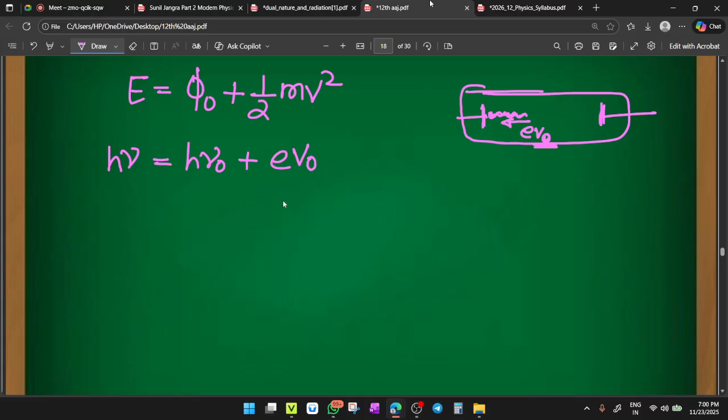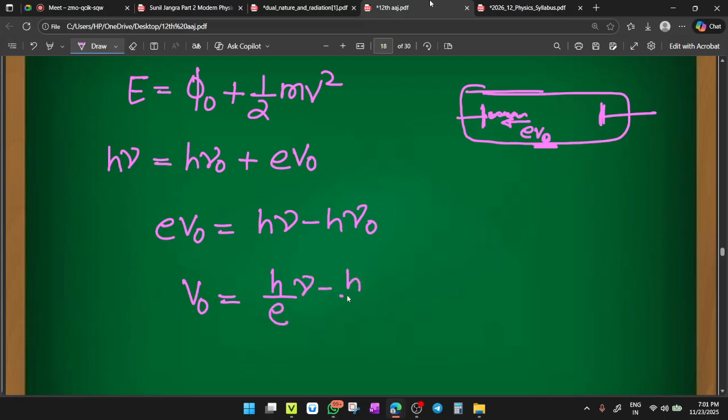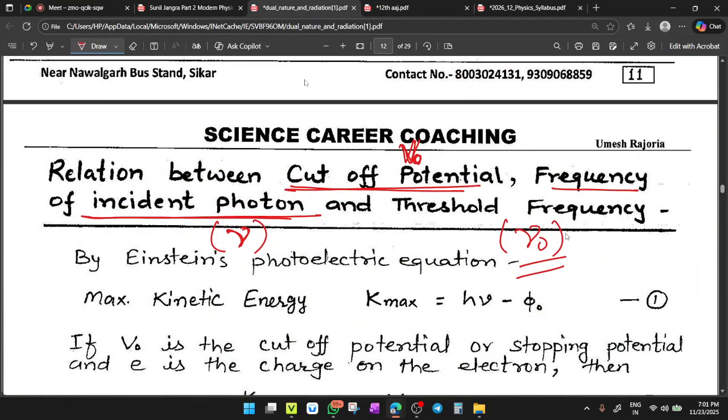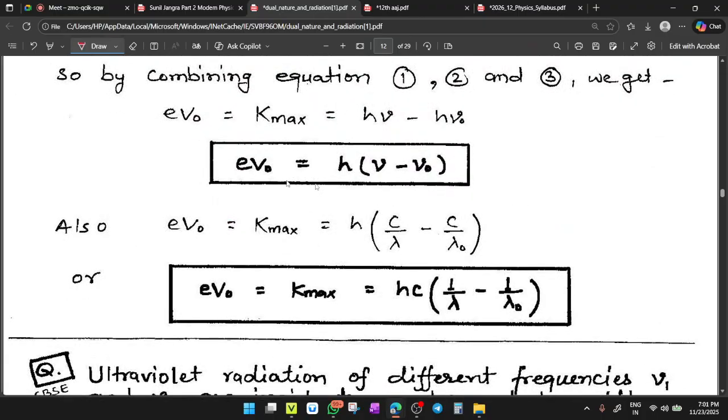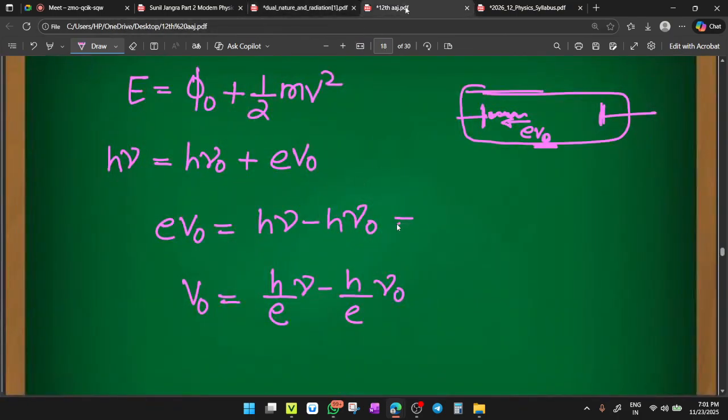Now eV naught equals h nu minus h nu naught. So V naught, the stopping potential, equals h upon e times nu minus h upon e times nu naught. Yes, so this is the formula: eV naught equals h inside the bracket, nu minus nu naught. From here you can check eV naught equals h inside the bracket, nu minus nu naught.